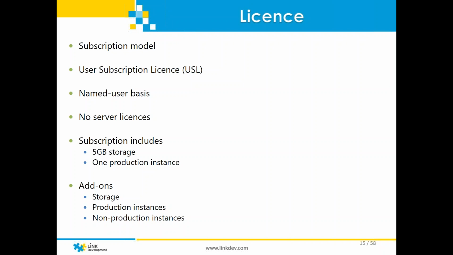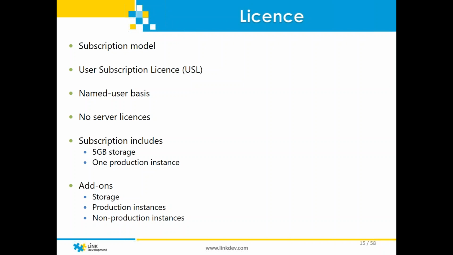There are no server licenses. The subscription includes 5 GB storage and 1 production instance. So when you run out of storage, you have to buy additional storage. It costs, I think, $5 per 1 GB, and you can buy more production instances.